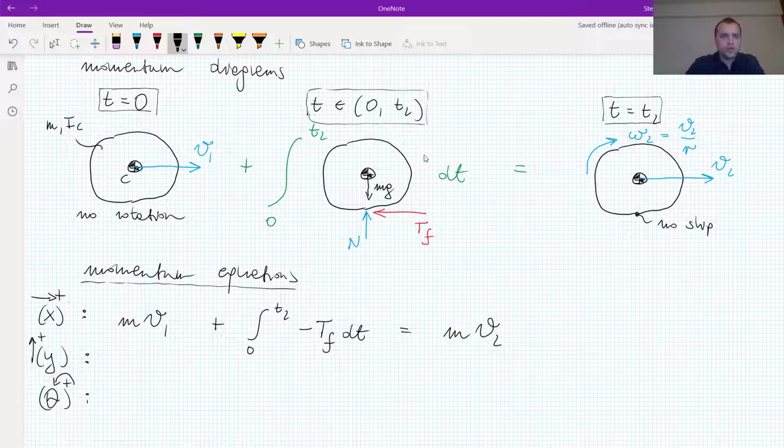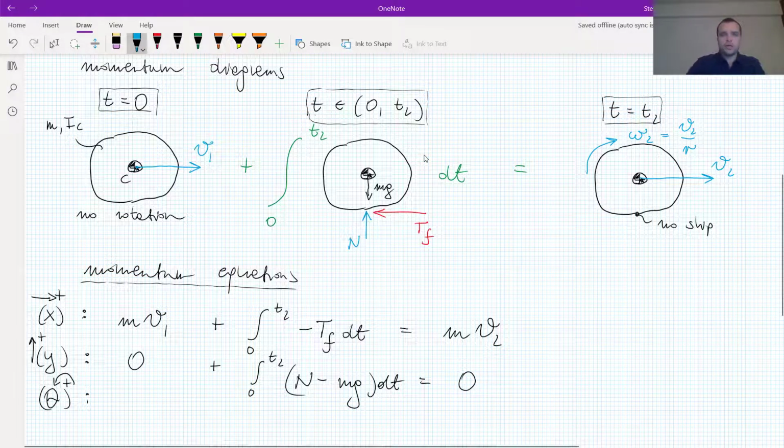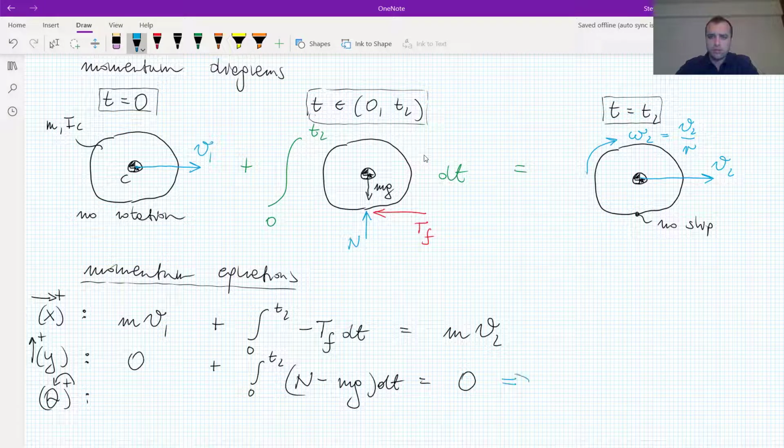In the y direction, at the beginning, we have 0 momentum. The impulse in that direction is the following. We have N minus mg dt, and in the end, we again have 0 momentum. So that implies that our N will be equal to mg.